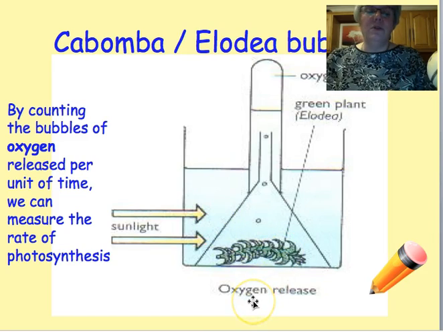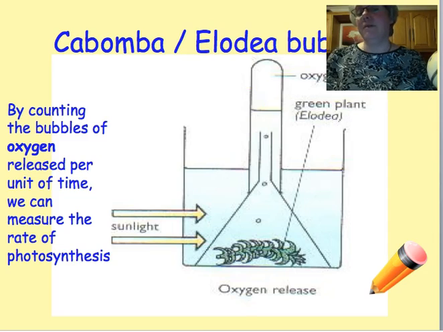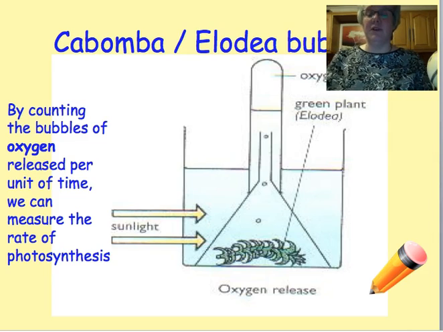You could change the light intensity or the bicarbonate solution, and you could count again the number of bubbles. Or you're trapping the oxygen up here, so you could actually measure. If this was a measuring cylinder, for example, you could measure the volume of oxygen that's been produced here.